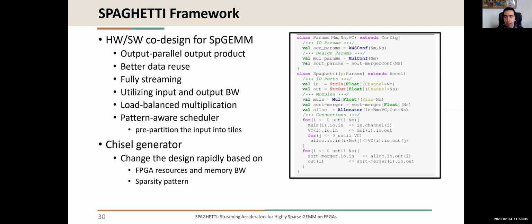host processor. This is just a sample of our Chisel. It's very parameterized. You can play with the parameters that you have, number of multipliers, as I said, depth of the sorters and mergers, and the number of sorters and mergers that you have.